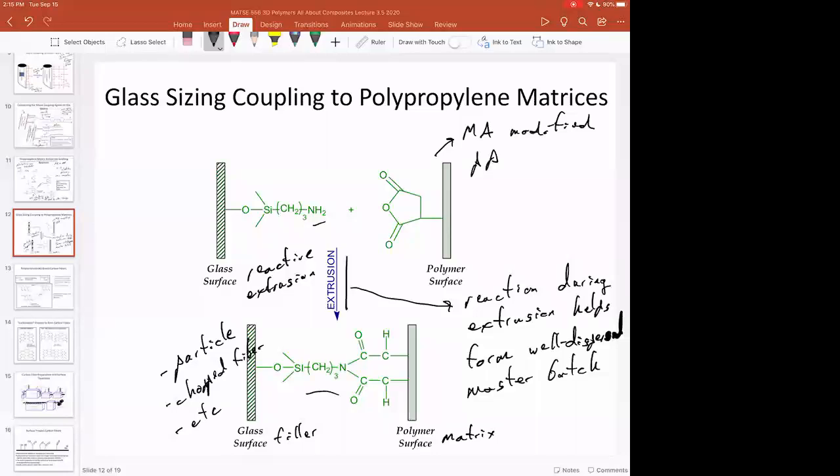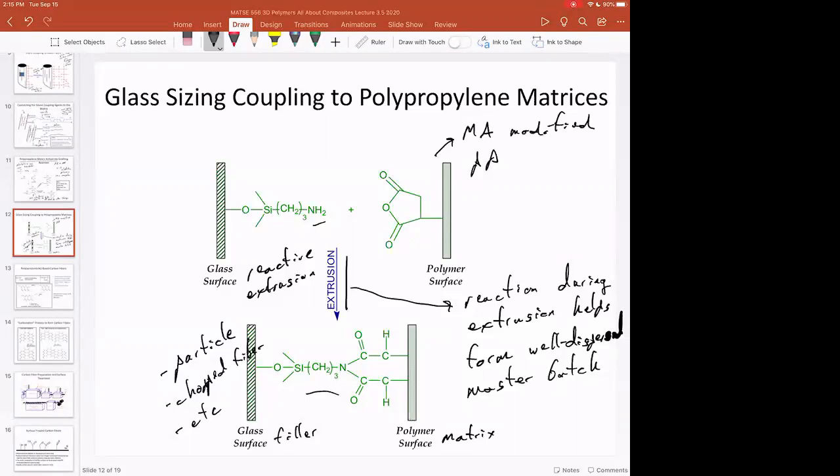I have a quick question just on the mechanism that's being shown right now. Sure. So it looks like in this reaction, you're just kicking off a water molecule. Is that being evaporated off, or what's happening there? Or is that just getting stuck in the matrix?